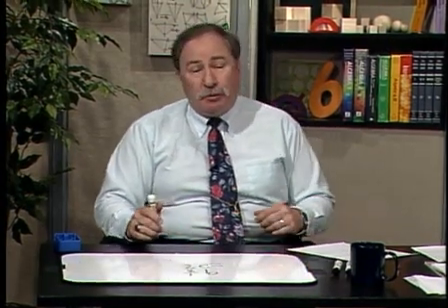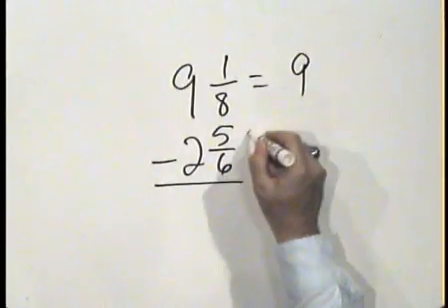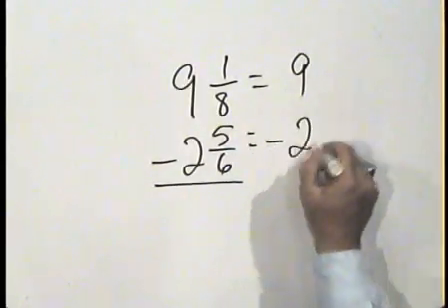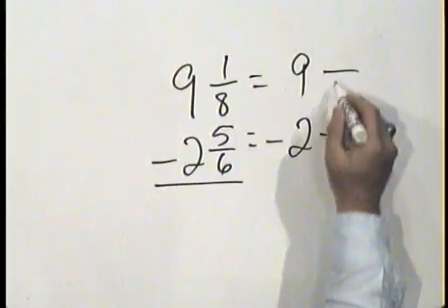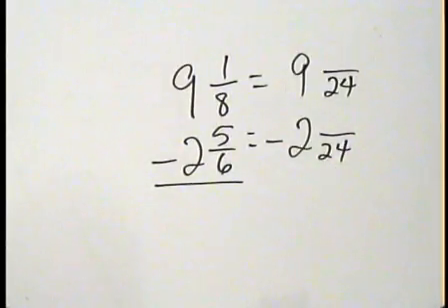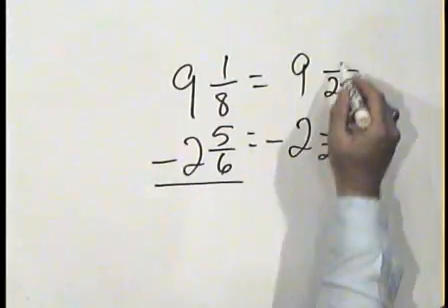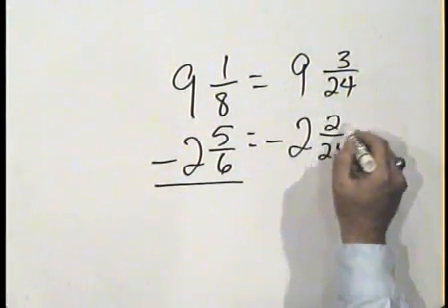The first step in subtracting, just as in adding, is to get the common denominator. But I'll write down my whole numbers and my subtraction minus sign. The common denominator, well, I could use 8 times 6, which of course is 48, but I'll again choose to use the lowest common denominator, which would be 24. My next step is to get the numerators to have equivalent fractions. 8 times 3 is 24, 1 times 3 is 3. 6 times 4 is 24. 5 times 4 is 20.